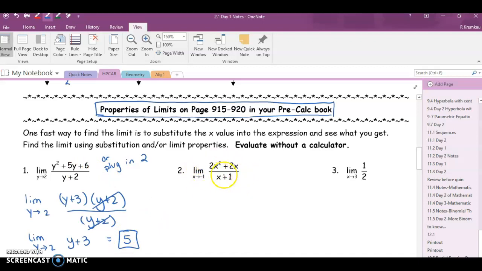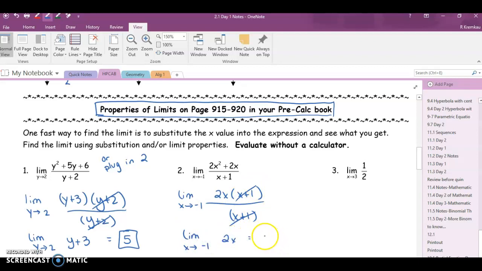For number 2, you've got the limit as x approaches -1 of 2x squared plus 2x all over x plus 1. You're going to want to plug -1 into x. The problem with this one is when you plug in -1 into the denominator, it's going to make it undefined with a 0. So this one, we're going to want to factor, kind of like what we did with the last one. If you notice, we can factor out a 2x out of the numerator. We get x plus 1. And in the denominator, we have x plus 1. These are going to cancel out, leaving you with the limit as x approaches -1 of 2x.